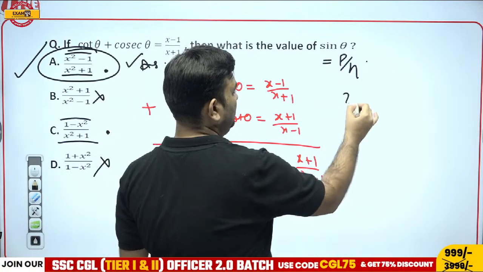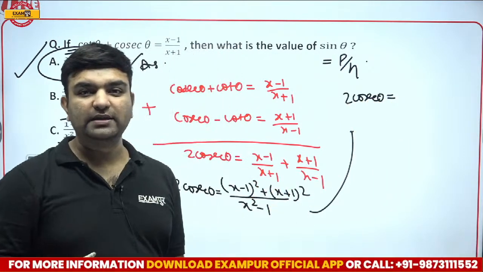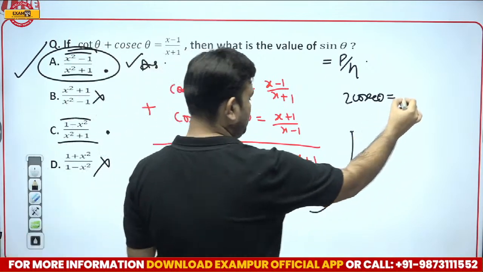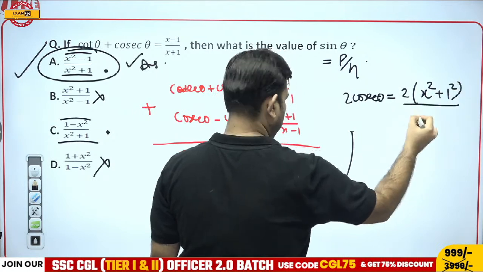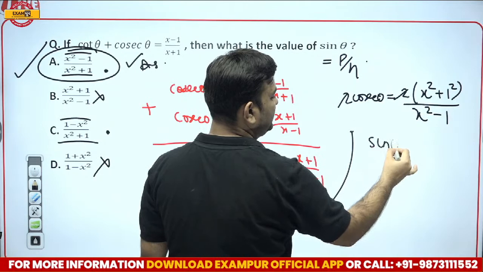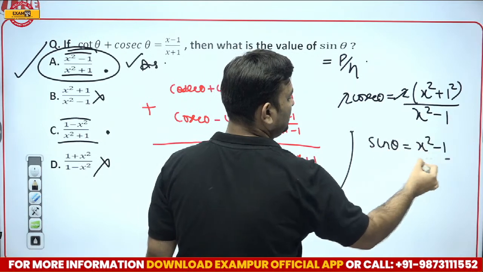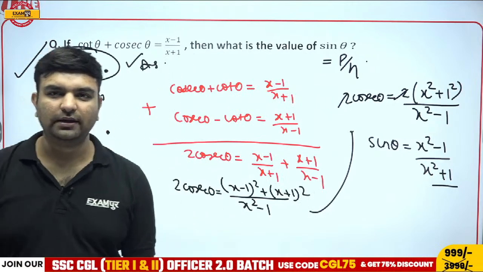However, (a plus b) whole square plus (a minus b) whole square is 2 times of a square plus b square. So sine is the inverse of it, the ultimate answer.